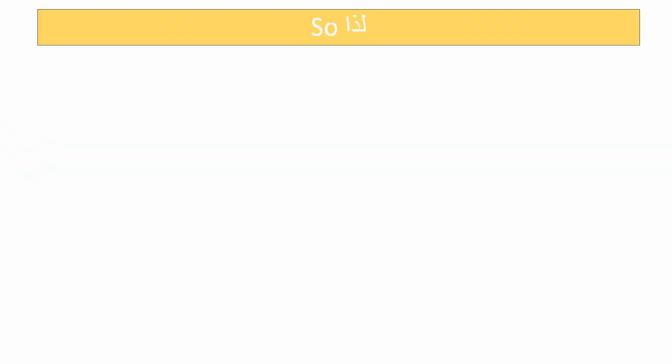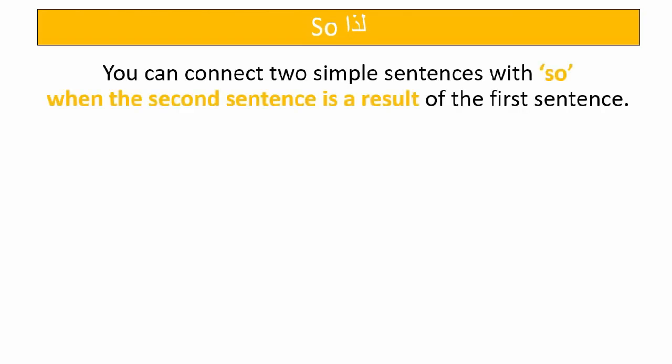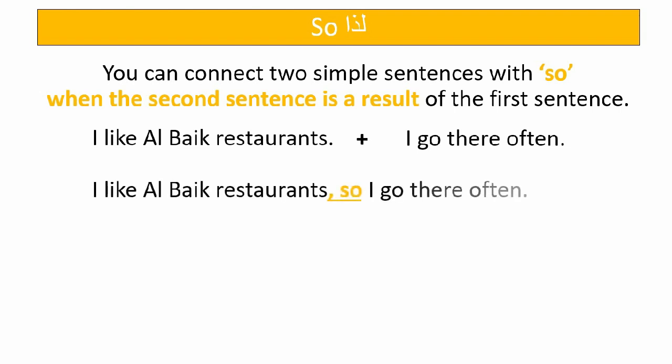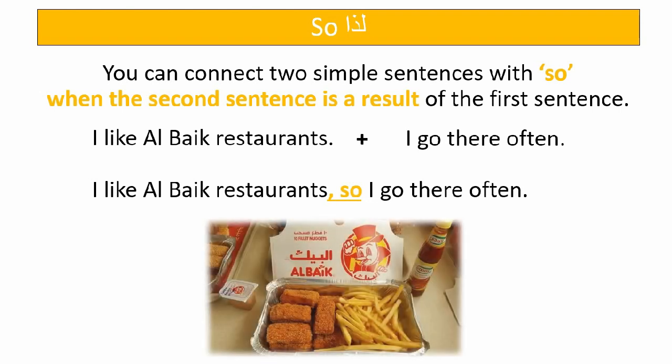Let's have a look at so. You can connect two simple sentences with so when the second sentence is a result of the first sentence. I like Arabic restaurants and I go there often. So then you say, I like Arabic restaurants, so I go there often. Also here, do not forget to write a comma after the first sentence.